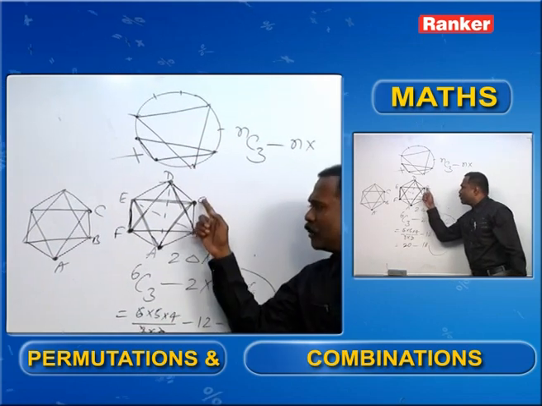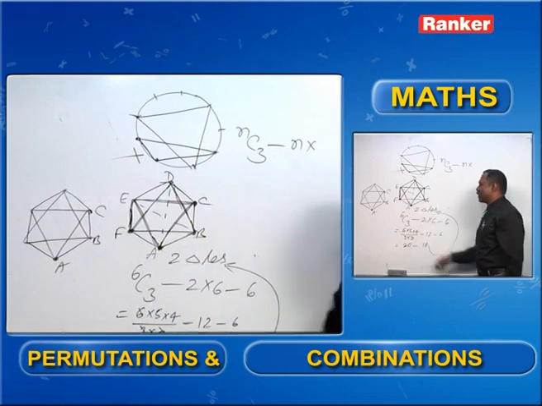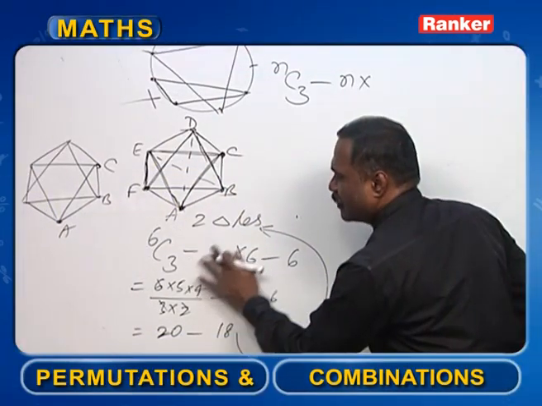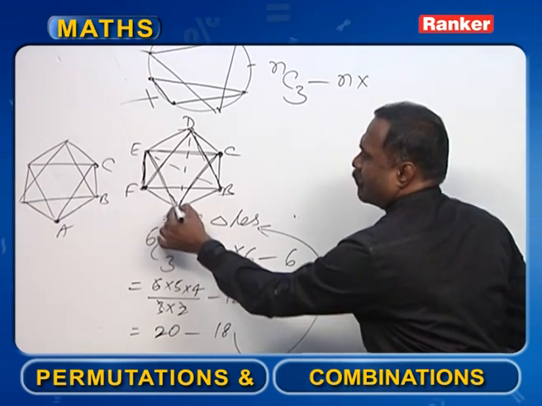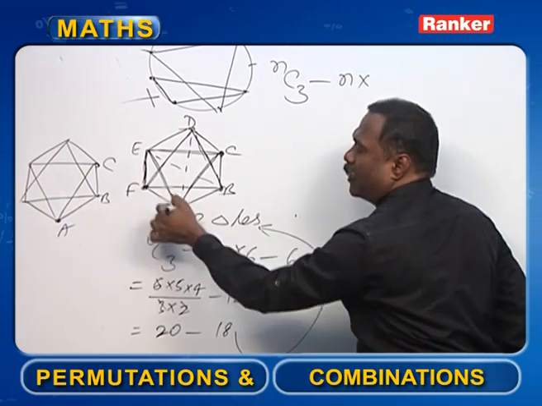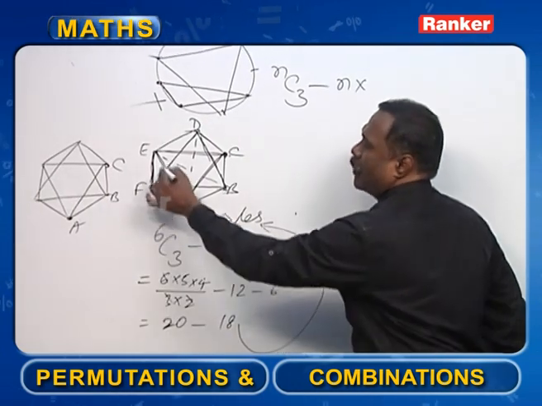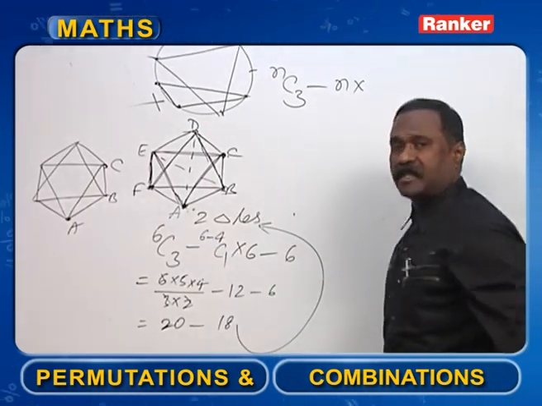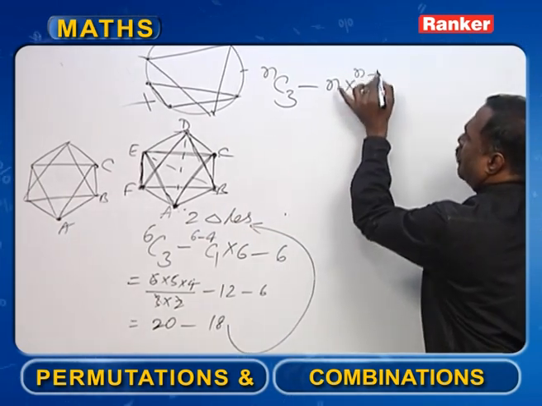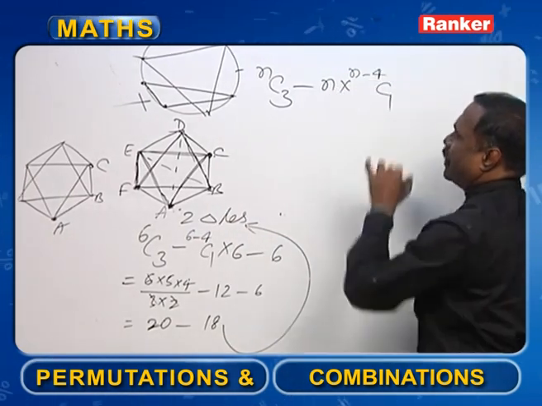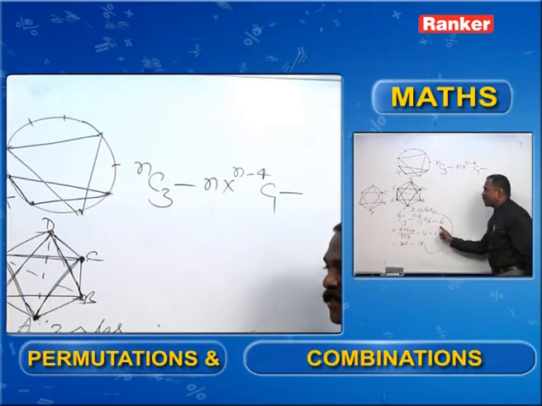For AB, these adjacent points are not taken. AB adjacent points are not taken. That means it is nothing but 6 minus 6. Totally 6 are there. So how many points are avoided? 4 points are avoided. So 6 minus 4. How many points are taken? 1. 6 minus 4, C1. So it is nothing but n minus 4 C1 minus what is 6 here?